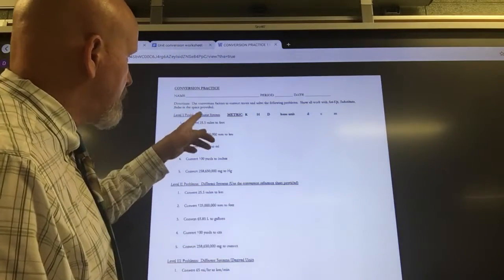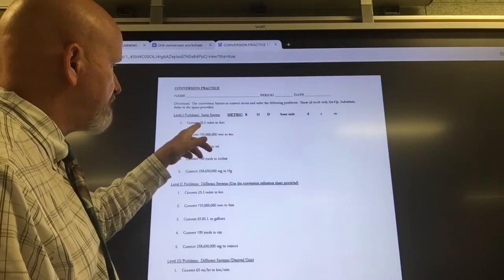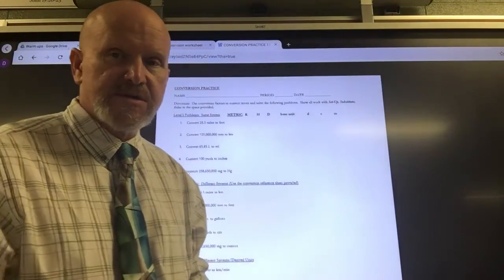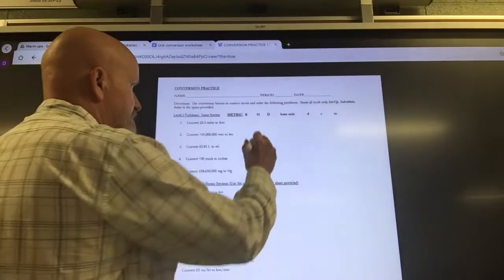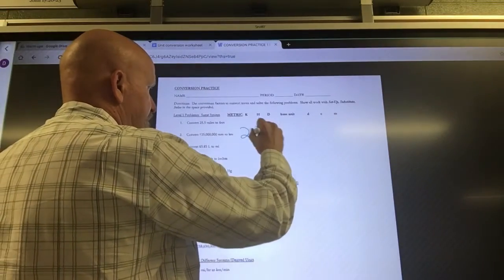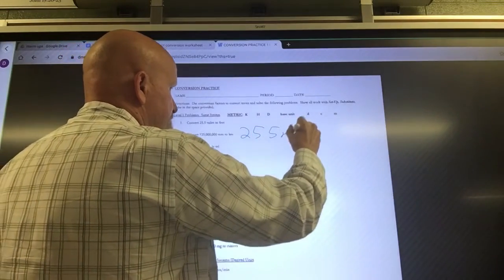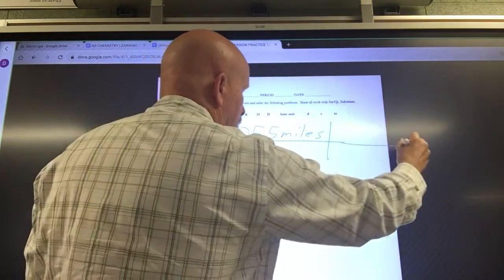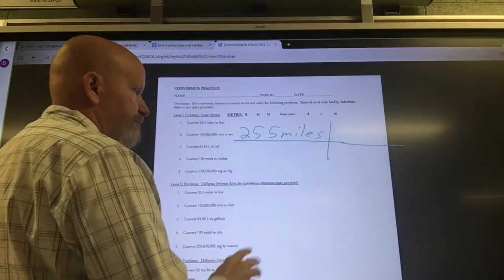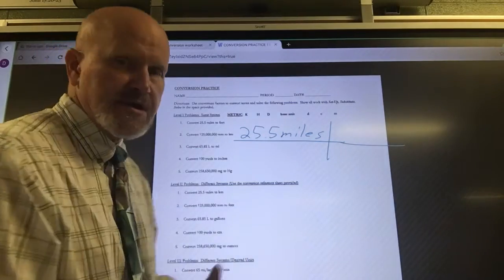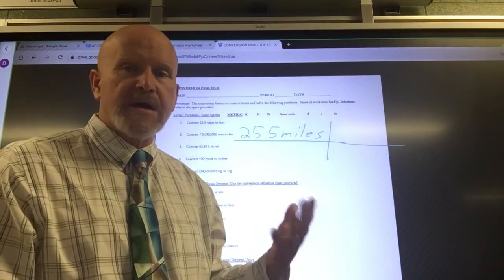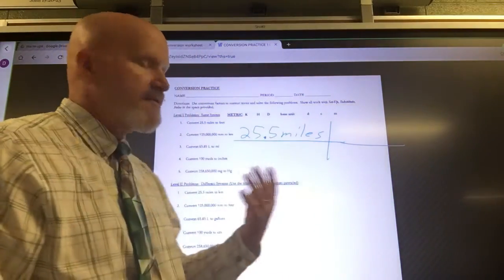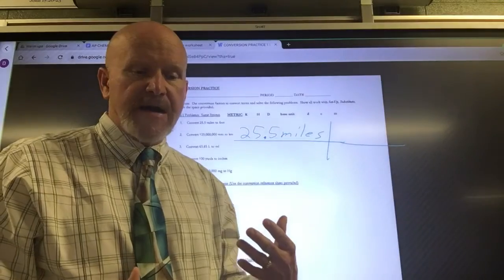All right, so we're going to convert 25.5 miles into feet. Well, let's go ahead and see what we can do with that. All right, so if I've got 25.5 miles, what do I need to do this problem? Well, what I need to be able to do is convert from miles to feet. I need to have the conversion factor from miles to feet.